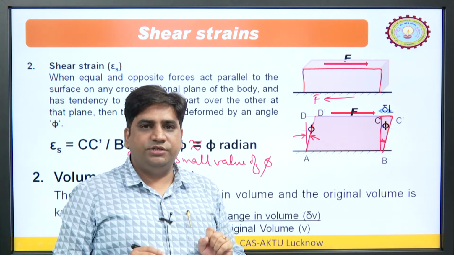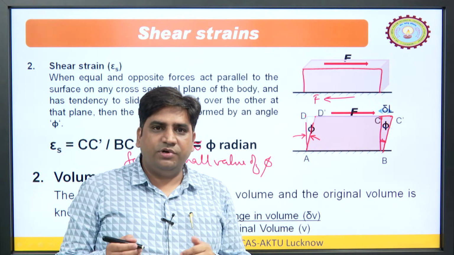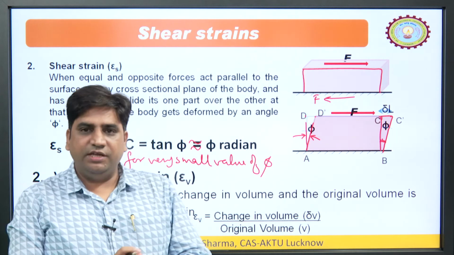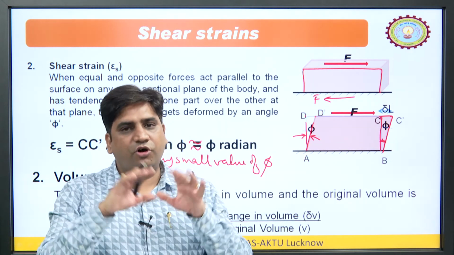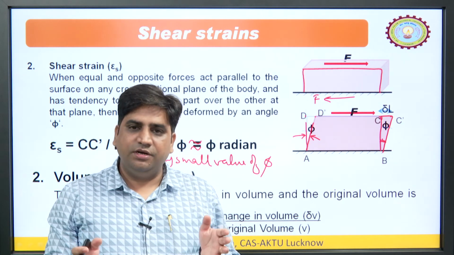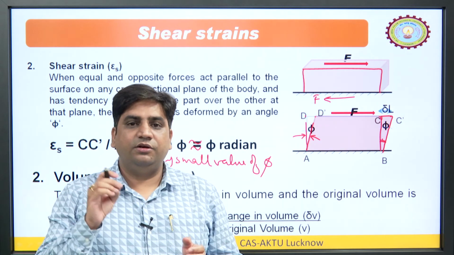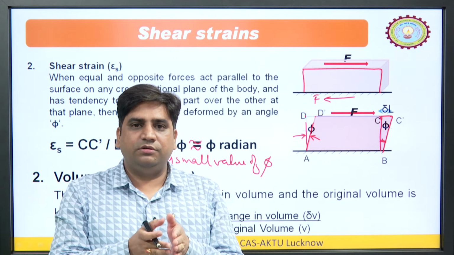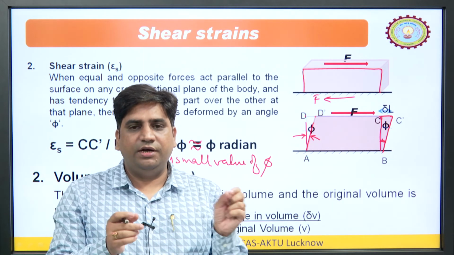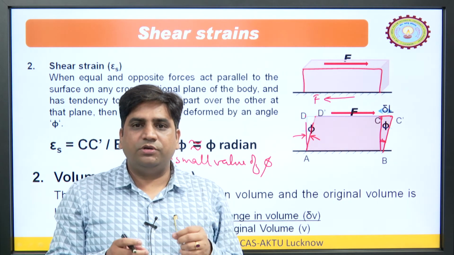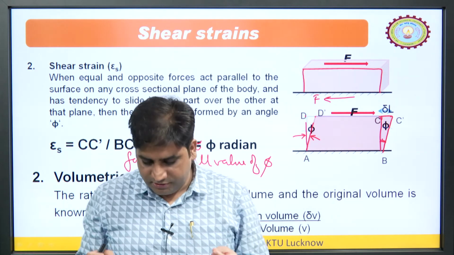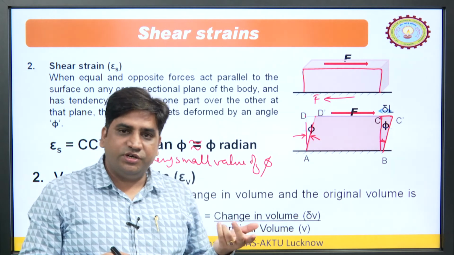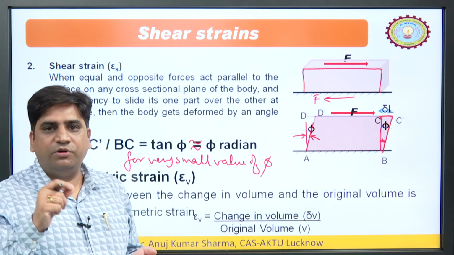Now, the next important term is volumetric strain. If we want to define strain, what is strain? It is the deformation in any dimension divided by the original value of that dimension. If we talk about length, then we have delta L upon L. If we talk about change in diameter, then it is delta d by d. If we talk about the volumetric strain, it means change in volume upon original volume.